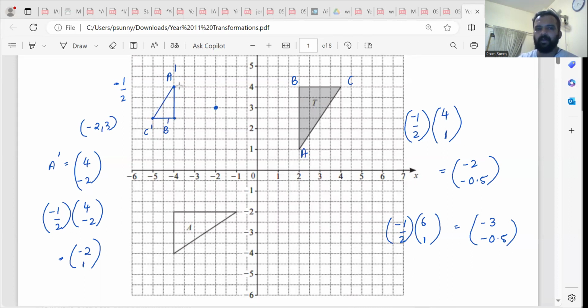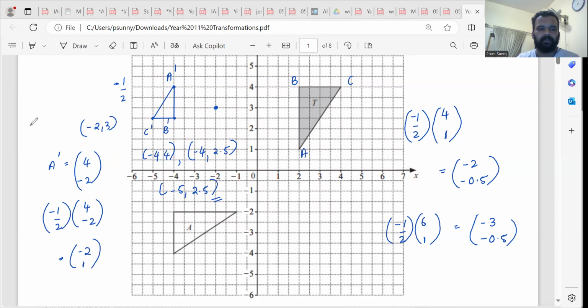You need to mention the coordinates in order to get the correct answer. So here the coordinates will be A dash is minus 4 comma 4, and then B dash is minus 4 comma 2.5, and then C dash is minus 5 comma 2.5. This will be the enlargement. This is how you do an enlargement question. So we are done with question number 1.